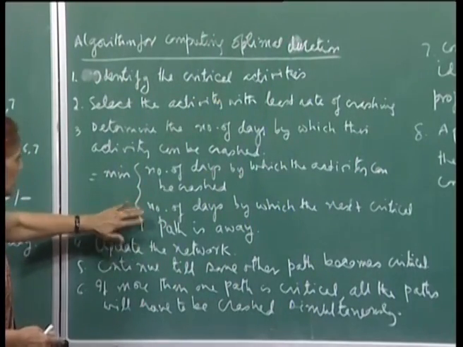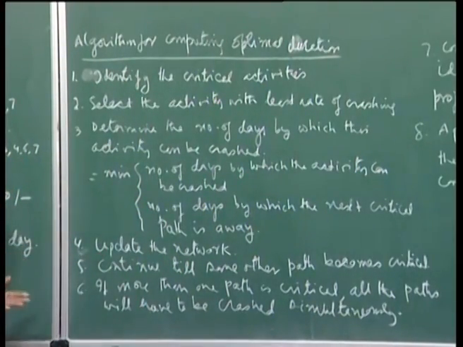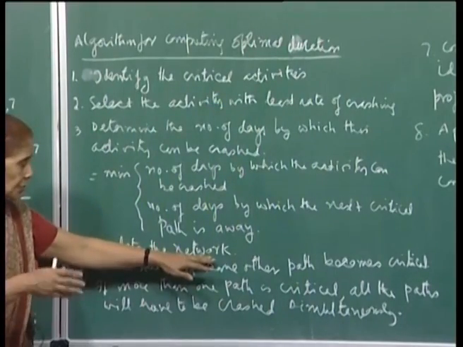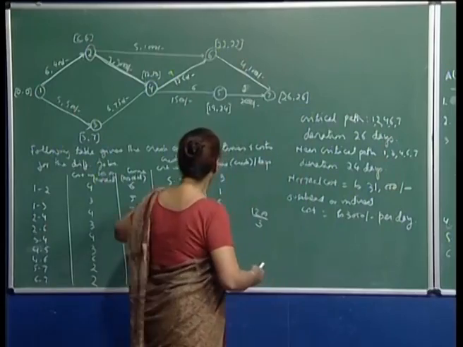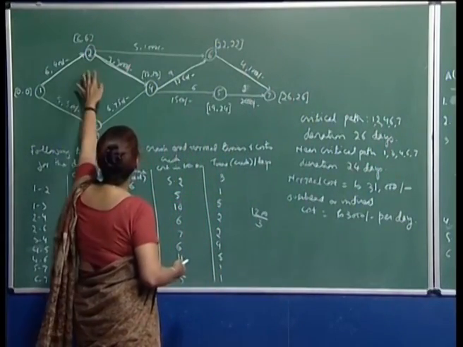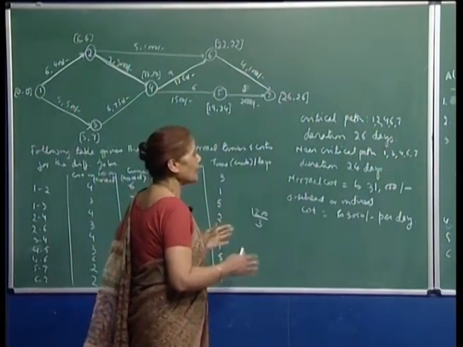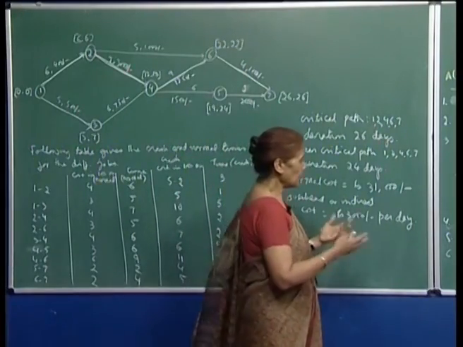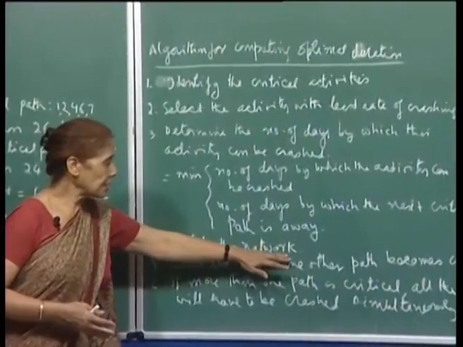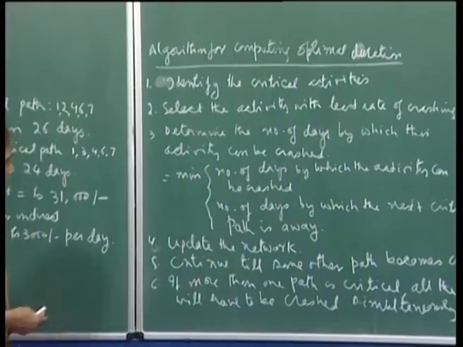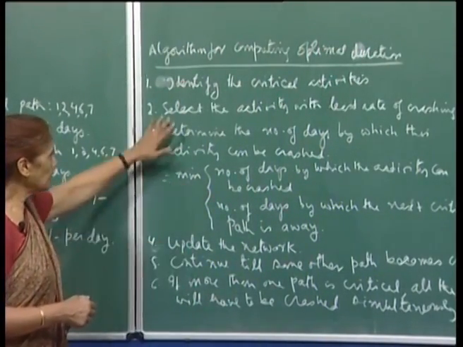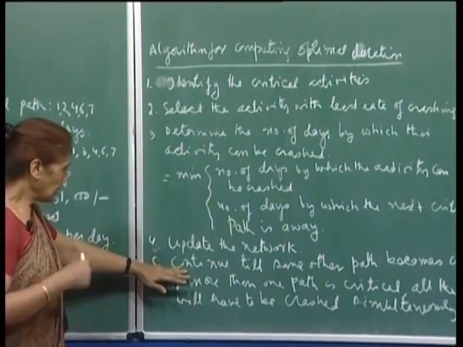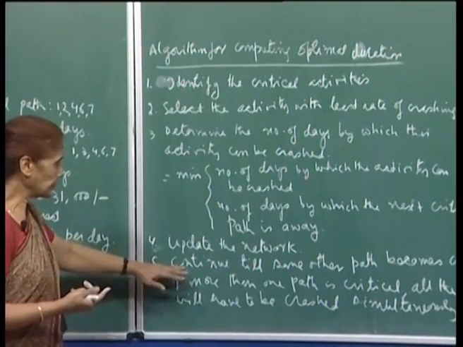Once you decide by how much the activity can be crashed, we will update the network, which means you note down the current duration of the particular activity which you have crashed. You have to note it somewhere, and then you can also compute the improvement, the reduction in the cost. Then continue till some other path becomes critical. So, we will continue doing steps 2 and 3 till some other path becomes critical.